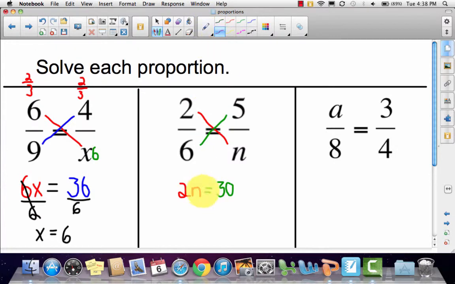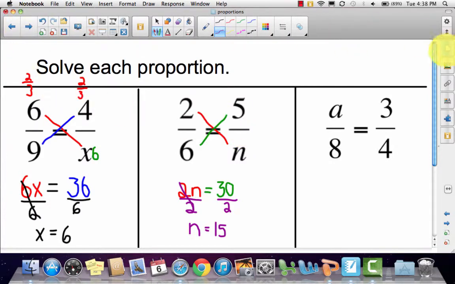Since n and 2 are being multiplied, I do its opposite, or its inverse. I divide by 2. That gets rid of the 2 on the left-hand side and leaves me with my variable n. And then I'm going to divide by 2 on the other side. 30 divided by 2 is 15. So that tells me that the ratio of 2 over 6 is equivalent to the ratio of 5 over 15.